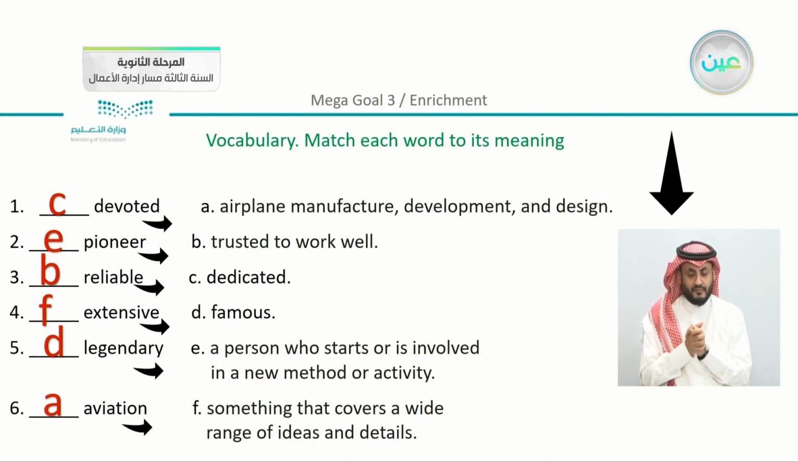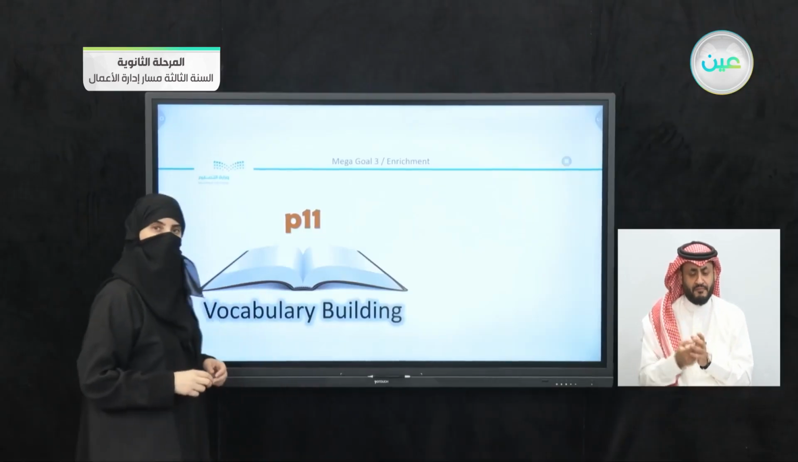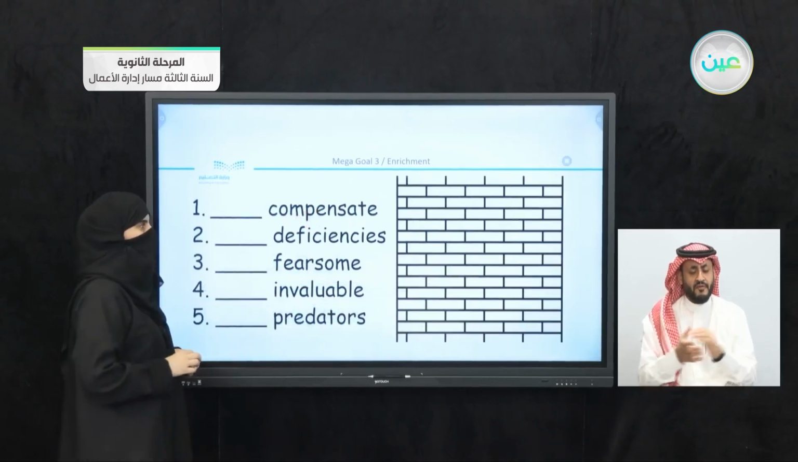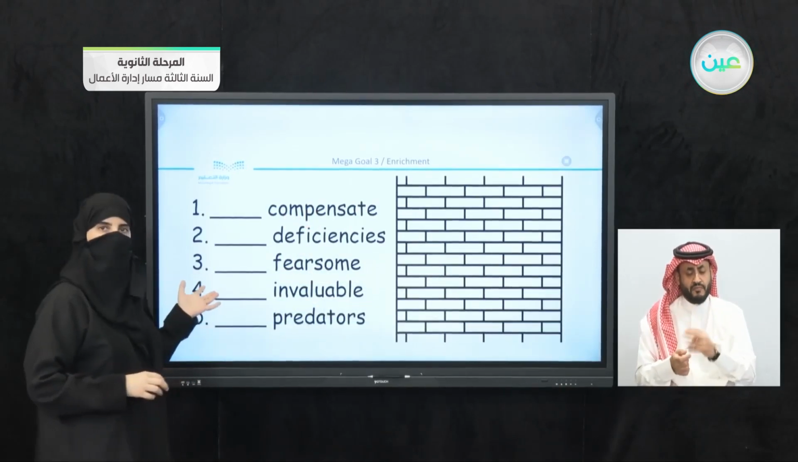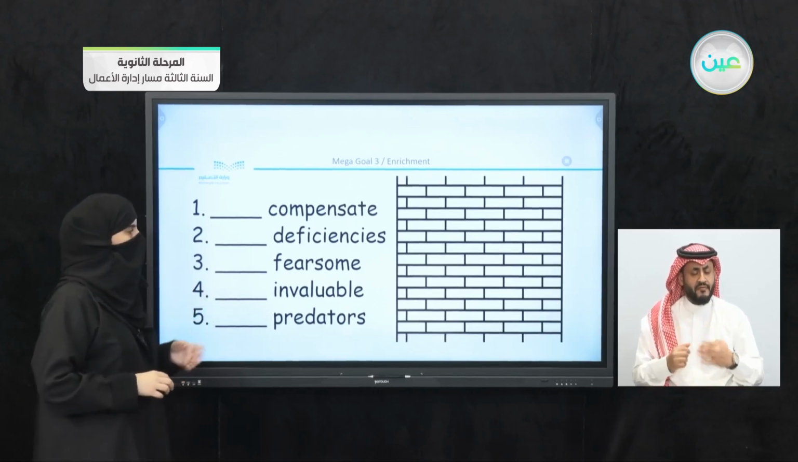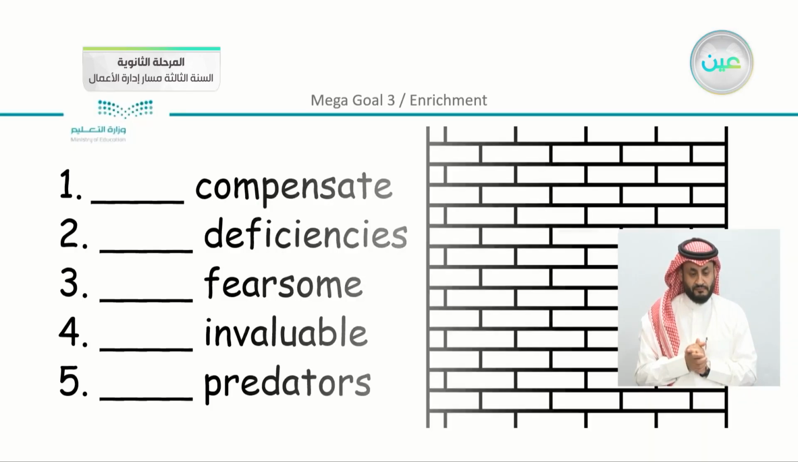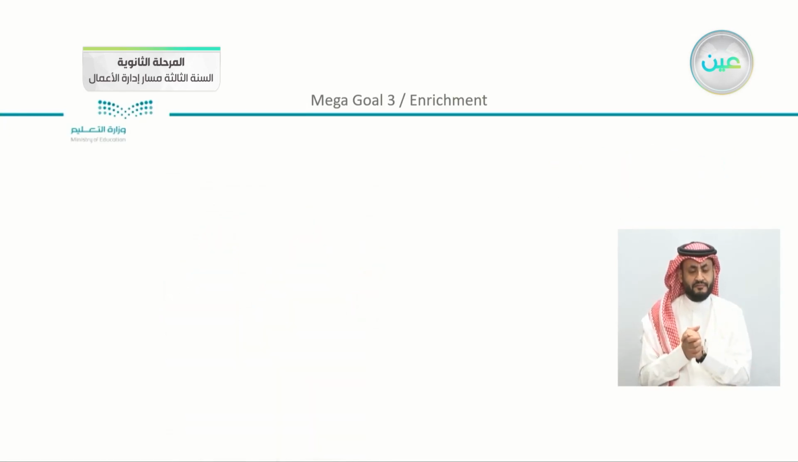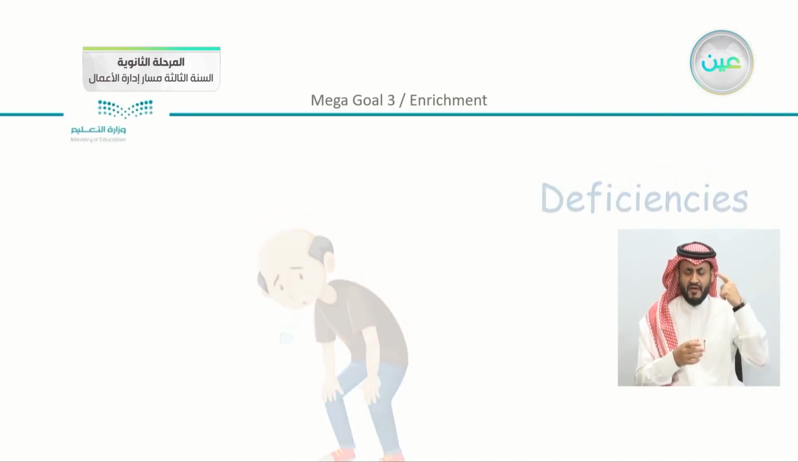Now, we are going to see what we have also in the unit. On page number 11, what did we study? The rest of the vocabulary that we had in the vocabulary building lesson: we studied compensate, deficiencies, fearsome, invaluable, and if you recall, predators. These words we matched, and we said that we have here the word compensate. I'm going to show you the pictures so you can refresh your memories of their meanings.